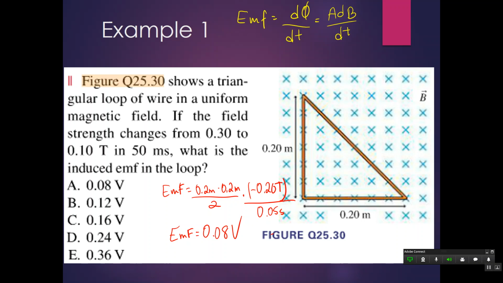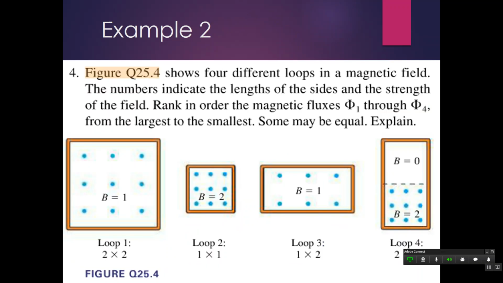Okay. This one is not intuitive if you don't apply the law. So these are 4 different situations. It's asking you to rank them in order of flux. So now we're not looking at the change of flux. We're just looking at flux, or raw amounts of flux. So we need to figure out 2 things for flux.